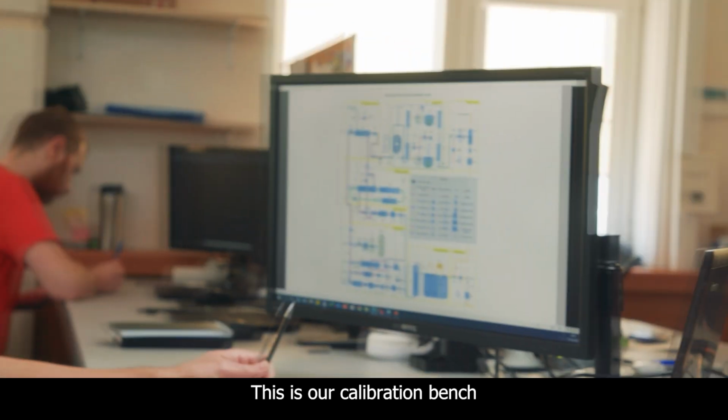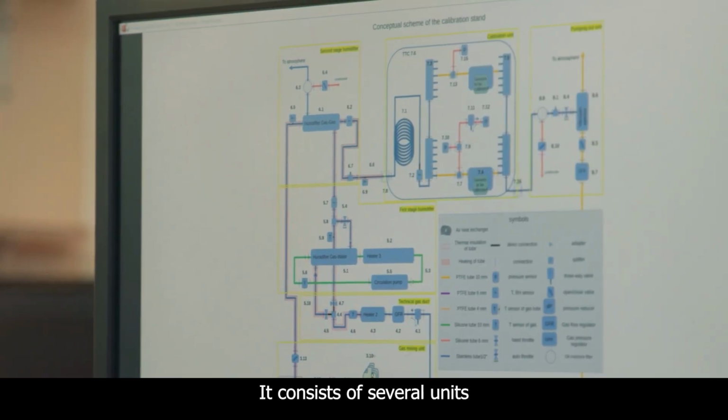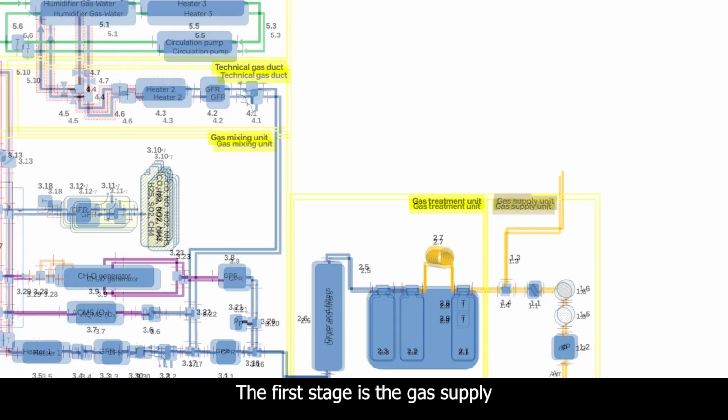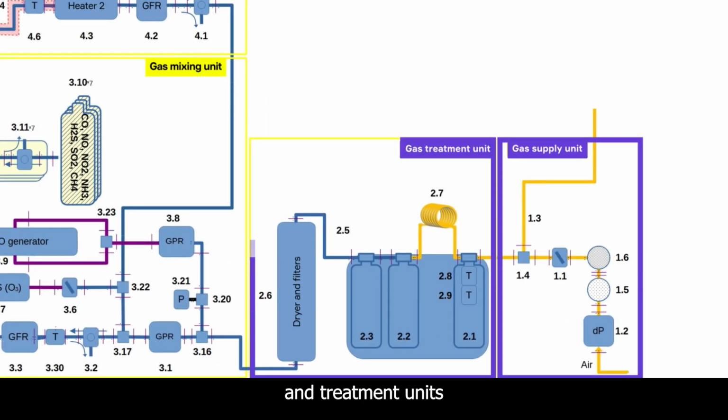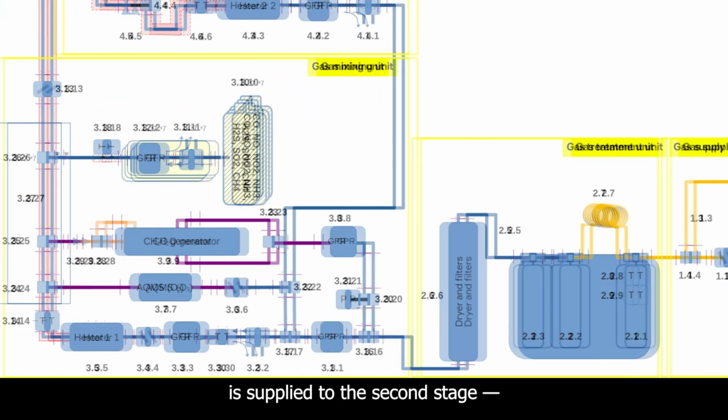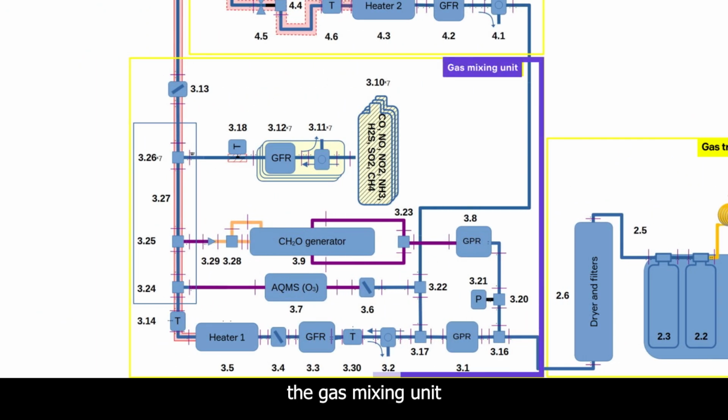This is our calibration bench. It consists of several units. The first stage is the gas supply and treatment units. Here we prepare a zero gas by cleaning air from all atmospheric pollutants. Then the purified air is supplied to the second stage, the gas mixing unit.